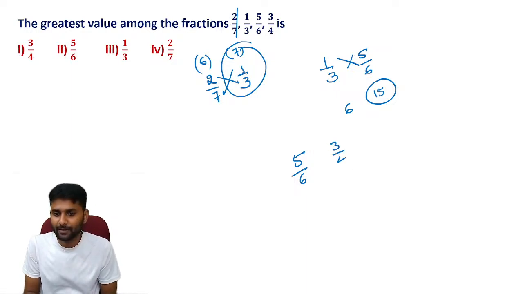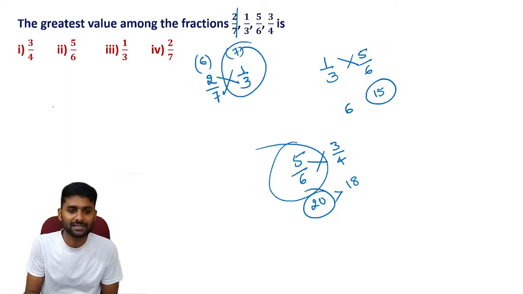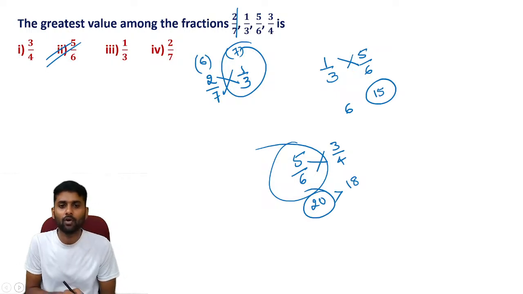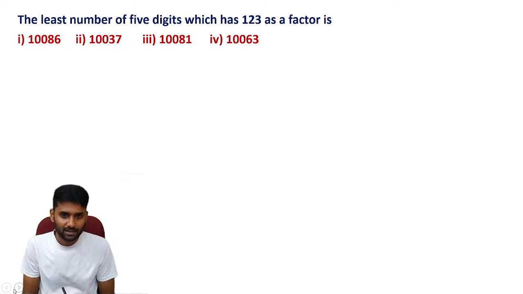Let's compare again 5 by 6 and 3 by 4. Cross multiply them. Here 20 units, here 18 units. So we can say that 20 is greater than 18, and 5 by 6 is the largest fraction among them. Let's go through this question.